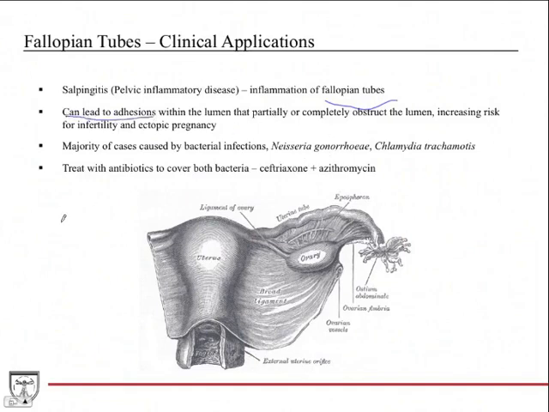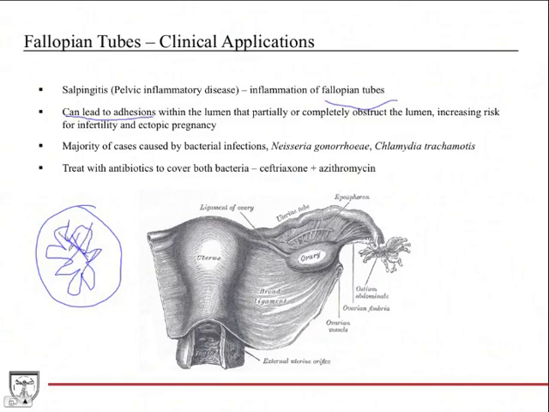the lumen. So if you look at a cross section here of the fallopian tube, it's a simple columnar epithelium, and it has these projections of mucosa or epithelium. What can happen is you can have adhesions that form as a result of the inflammation, and as a result of these adhesions, it's either partially or completely obstructing the lumen, which increases the risk for infertility and also ectopic pregnancy.